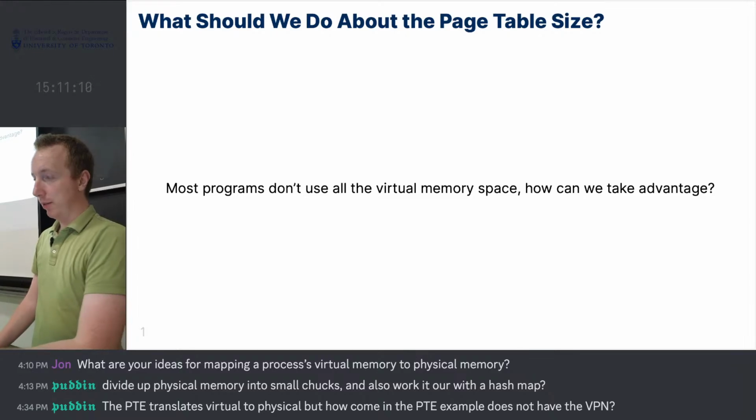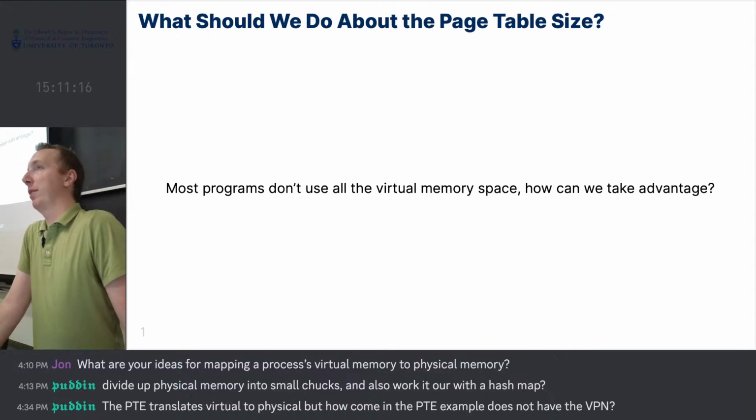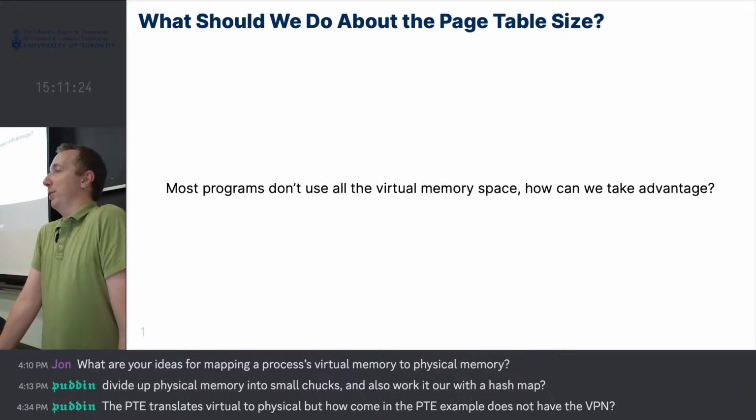Because, well, most processes do not use all of their memory. Pretty much no process except, I don't know, maybe Chrome uses 512 gigabytes. So we don't need something that big. So what should we do?